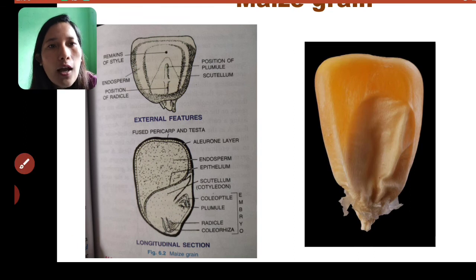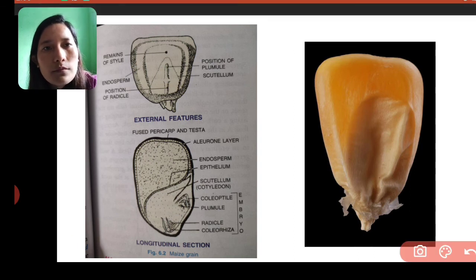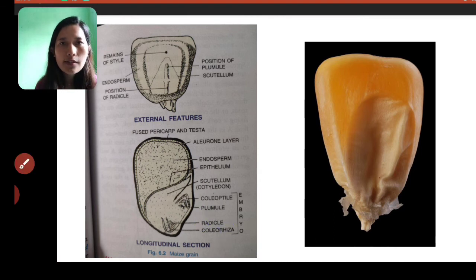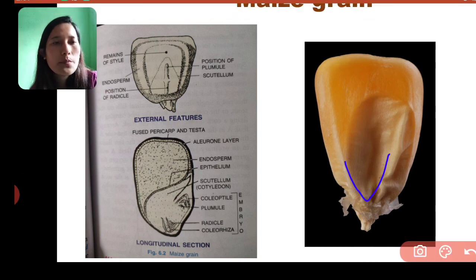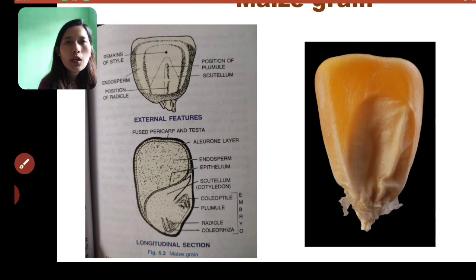R for radicle, and you have R in coleorhiza. So that's how you can remember. Plumule is protected by a protective membrane called coleoptile and radicle by coleorhiza. Now your embryo is present in the tip region of this seed. So that's all about the structure of dicot and monocot seed.